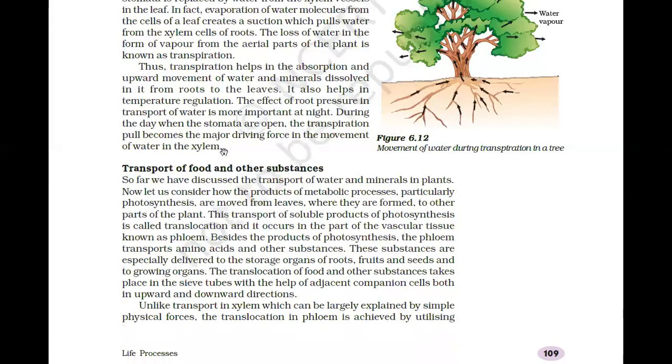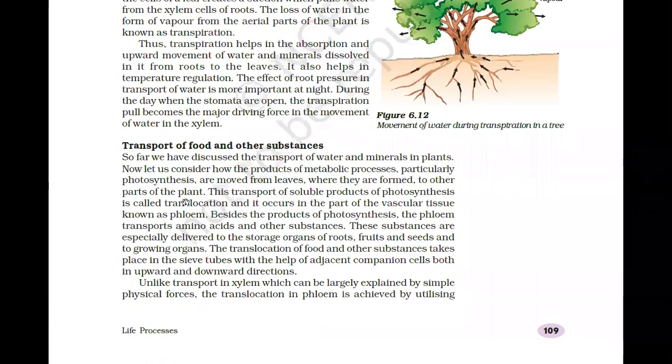The effect of root pressure in transport of water is more important at night. During the day, when the stomata are open, the transpiration pull becomes the major driving force in the movement of water in the xylem. Transport of food and other substances.